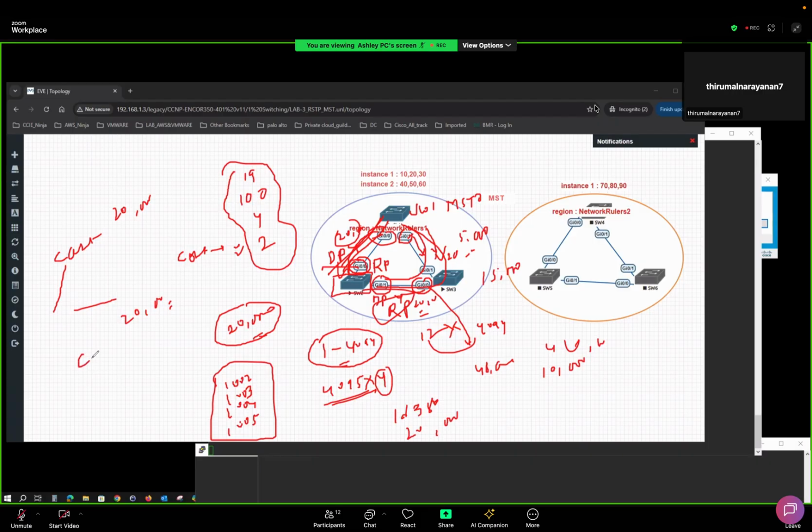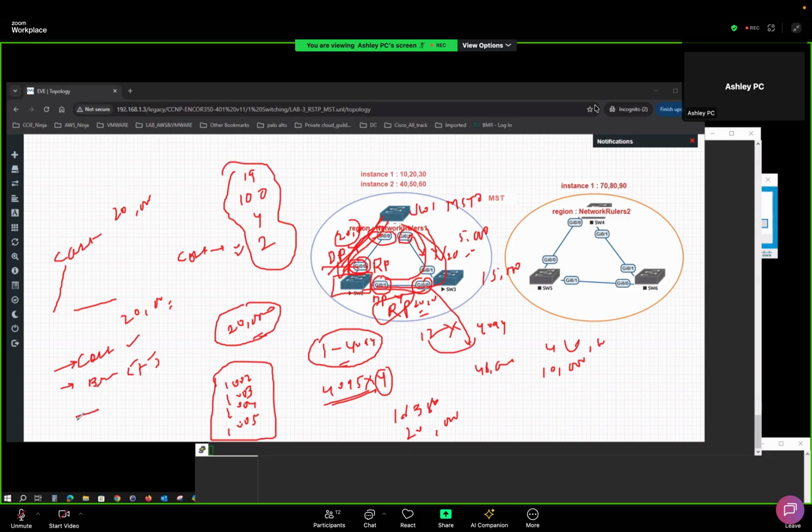Yes, sir. First is the cost of the neighbor switch which is sending to you. Second, if it is not going to tiebreaker, is the sending switch bridge ID. What does a bridge ID contain? Priority plus MAC. Whoever has the lower MAC or lower priority, from that switch my port will go and hit that root bridge, and that port becomes the root port.